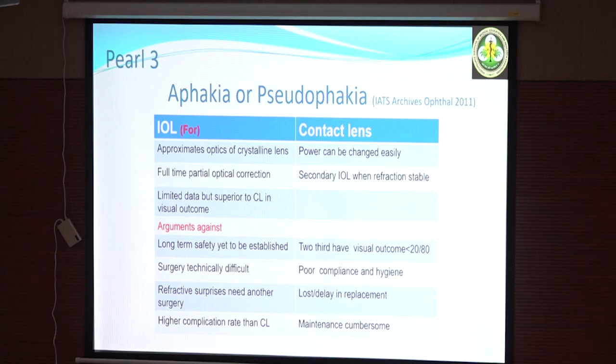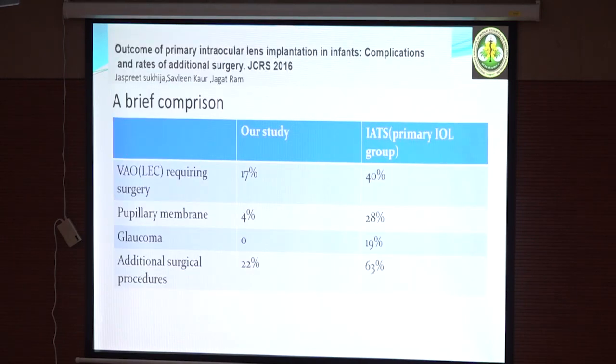So again, Western and Indian literature differ. Contact lens advantages are that power can be changed, and you can have a secondary IOL when the refraction is stable. This is what the proponents say in the West, where you have the Infant Aphakia Treatment Study, which found that you have higher complication rates with the IOL as compared to a contact lens. So we did a prospective study and found that the visual axis opacification, which was much higher in the Infant Aphakia Treatment Study group, was much lower in our study. Yes, the age of the patient does matter. They had patients who were less than 3 months of age. We had patients who were mostly above 3 months, but yes, they were infants.